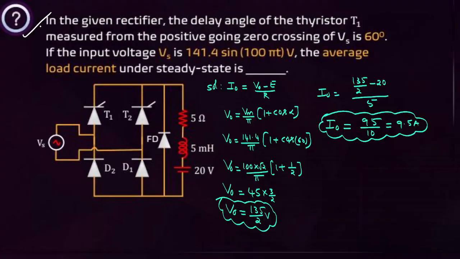And this problem you have to practice with respect to the semi-converter. Here it is asking what the average load current is, for an RLE load with a freewheeling diode. Average load current equals I0 equals V0 minus E by R. First we have to find the average output voltage. Substitute the firing angle. Then you can get the average output voltage. Once you know the average output voltage, then you have to find the average output current. This is one concept of a semi-converter, that is, with the freewheeling diode.